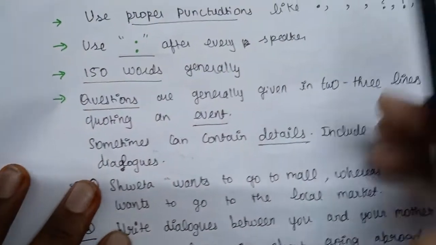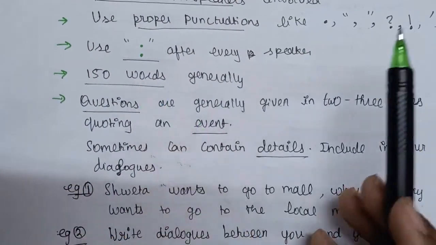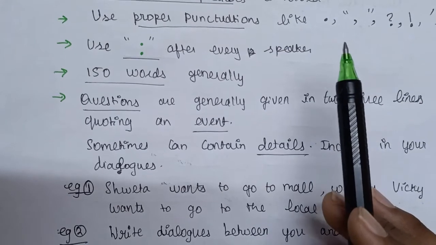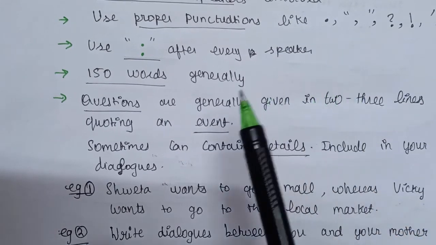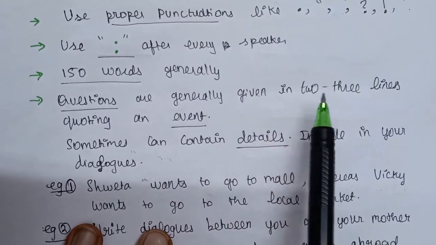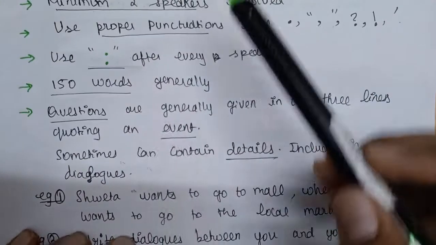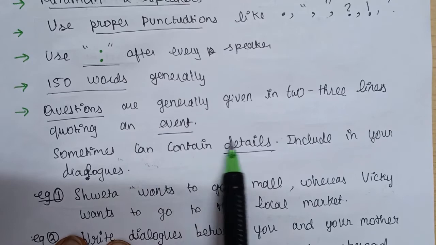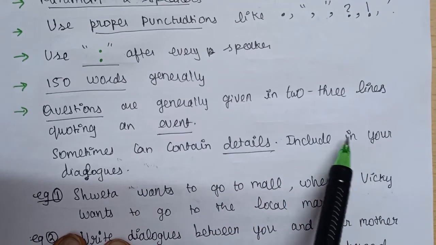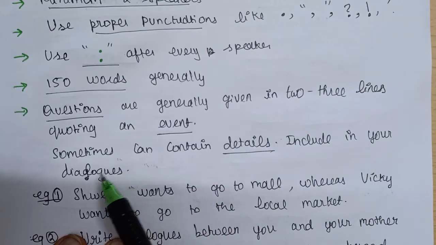Okay. And next one is, generally it has to be 150 words. It's basically six dialogues each speaker. Okay, keep that in mind. And then the questions are generally given in 2 to 3 lines, quoting an event. Like I said, they generally give you a particular event. Okay, sometimes they also provide details, and you have to include those details in your dialogues.